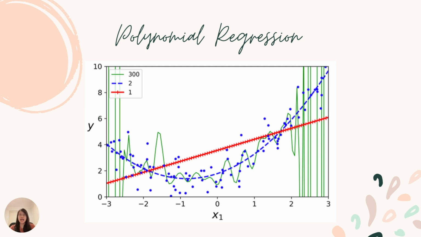Now, the green line is the high degree polynomial regression model. It is severely overfitting the training data. As you can see, it's overfitted, while the linear model, the red line, is underfitting it. The model that will generalize best in this case is the quadratic model, which is the blue line.